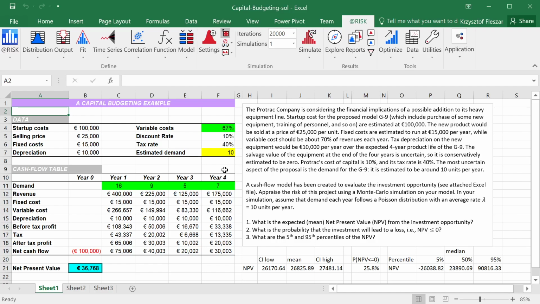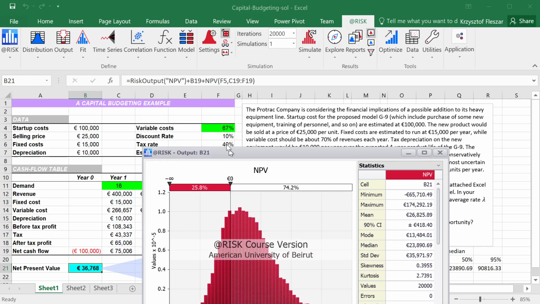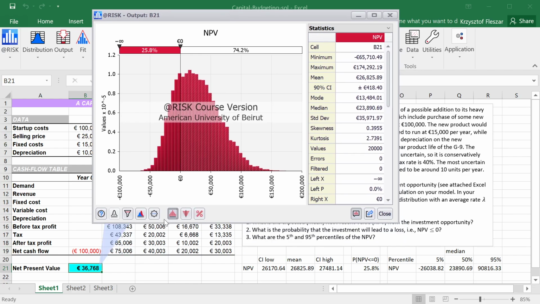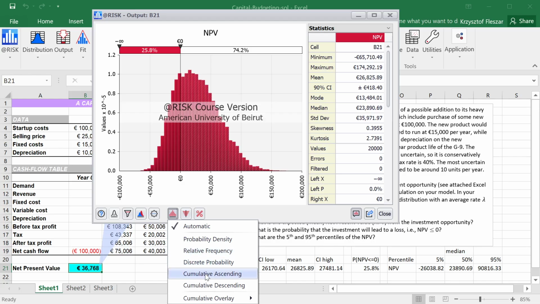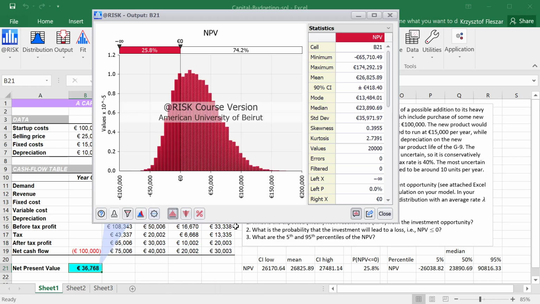The functions of the @RISK Excel add-in that I showed you are just a very few among the many that are available. To give you an idea of what else is available in terms of output analysis, we have several other charts we can look at. For example, we can see the distribution in terms of cumulative distribution, right? Rather than density approximation, we can look at cumulative distribution.